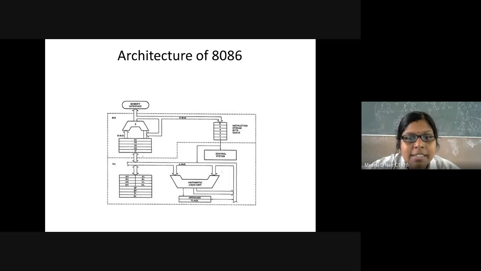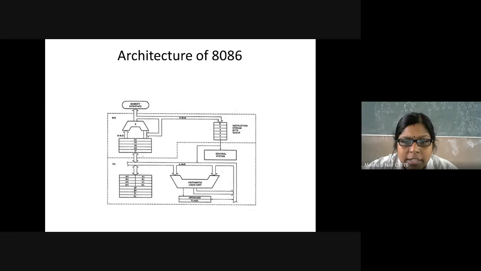So whatever is required, it will instruct the bus interface unit, whether it needs to receive data, read the data, write the data, or fetch the data. All those operations will be carried out by the BIU only, with the instruction coming from the execution unit. Okay, this is the execution unit as well as the bus interface unit.